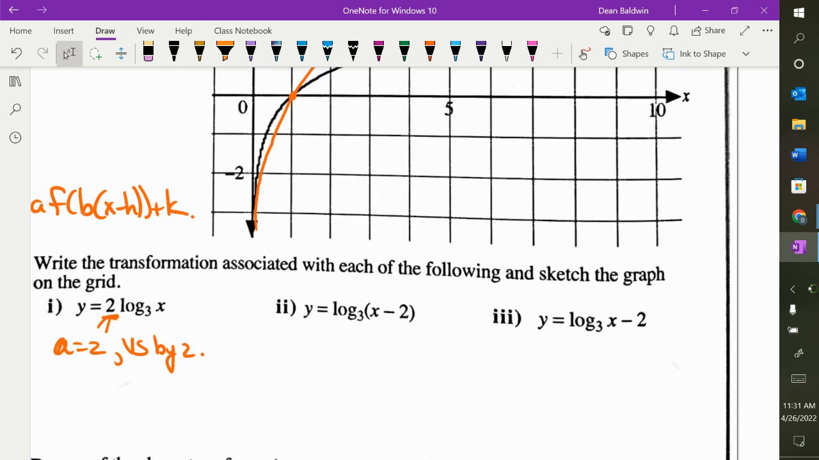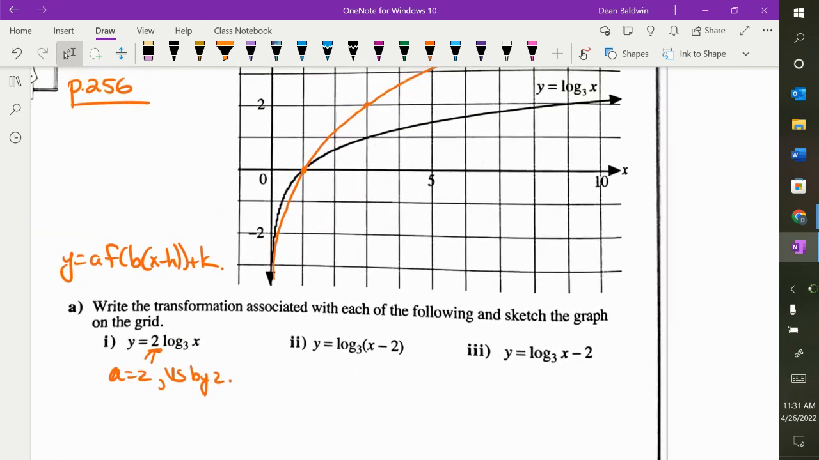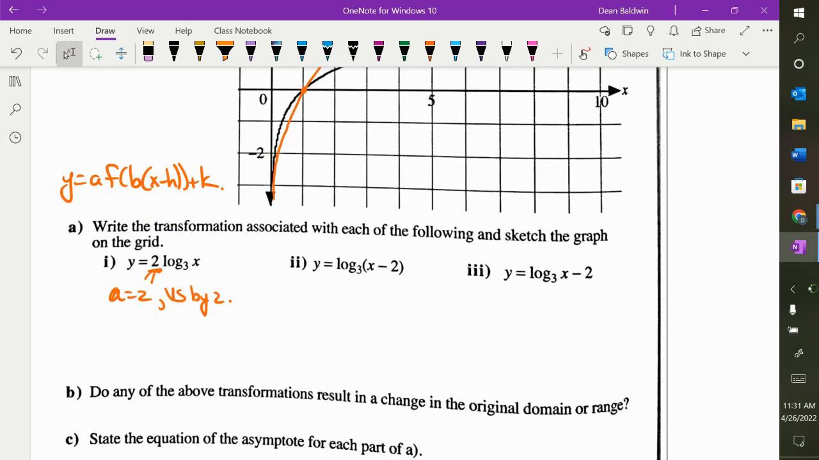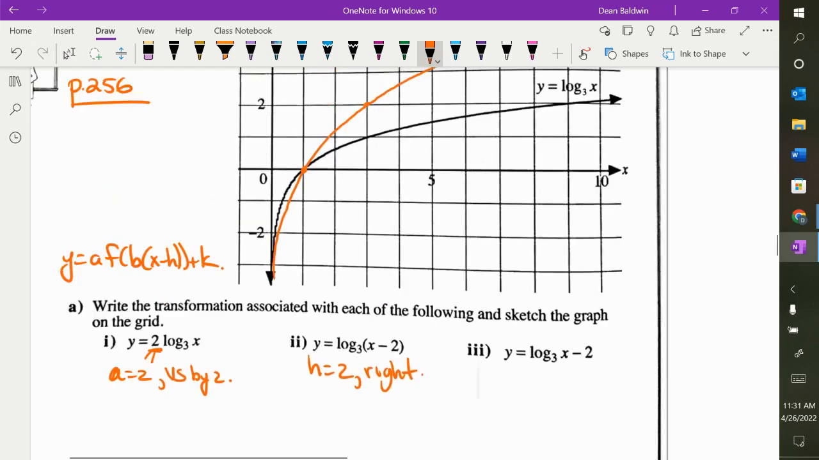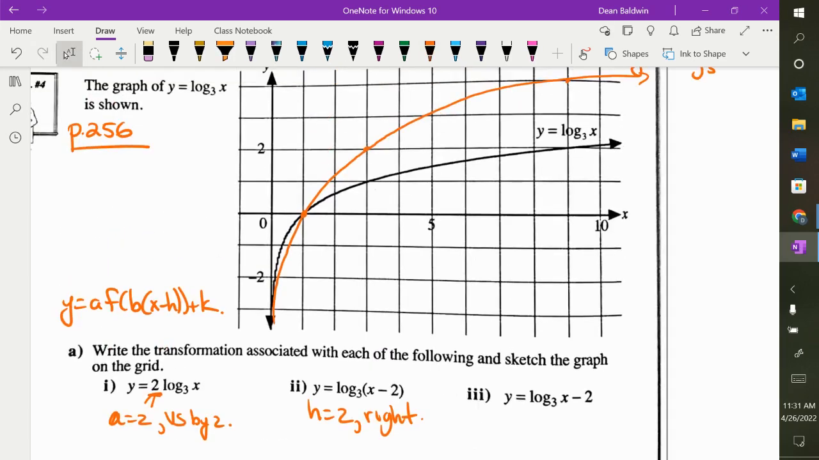What about this one? Log base 3 of x minus 2. What value is that? H. That is your h value. Which way does the h value move it, left or right? It goes right. So our h value here is 2, which means we go right. Now, just like in an exponential graph, when you move it up and down, the horizontal asymptote moves with it. In a log graph, if you move it left to right, the vertical asymptote goes with it.